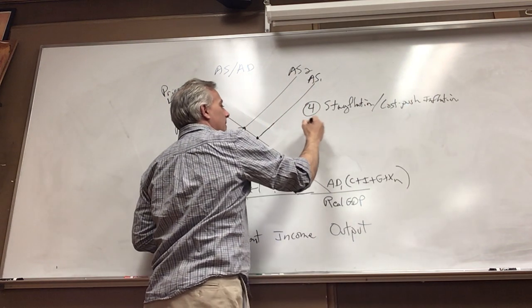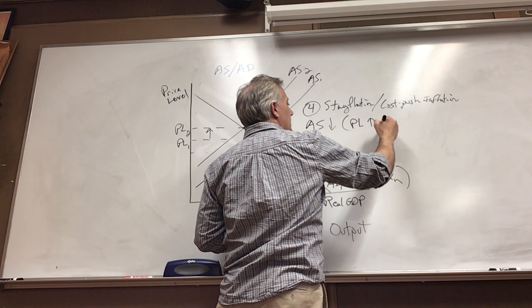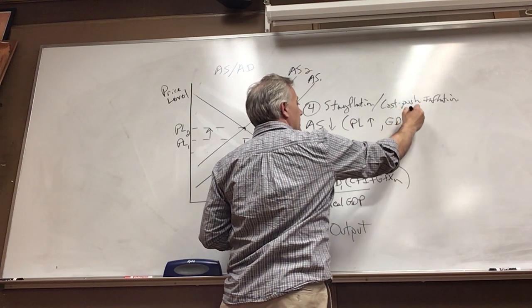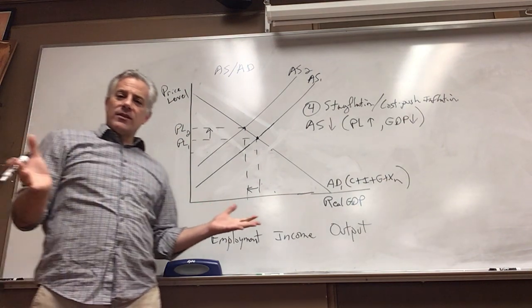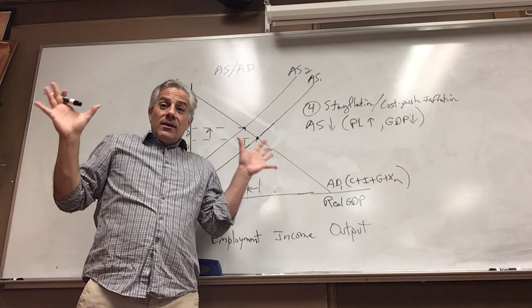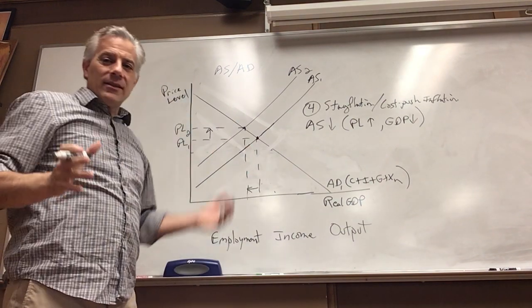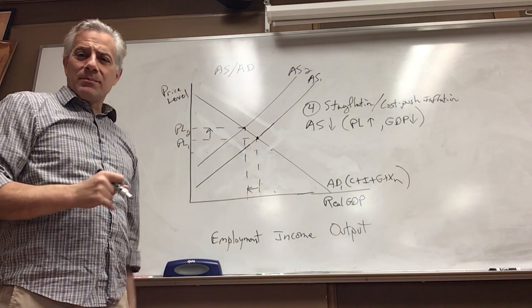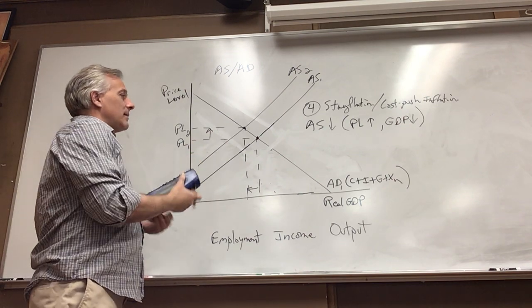And that is a decrease in aggregate supply, price level goes up, GDP decreases. Okay? And those are your four shifts. That's it. Those are the only four shifts that I know about. Okay? We could get into double shifts in aggregate supply and aggregate demand. We're not going to worry about that. Okay?